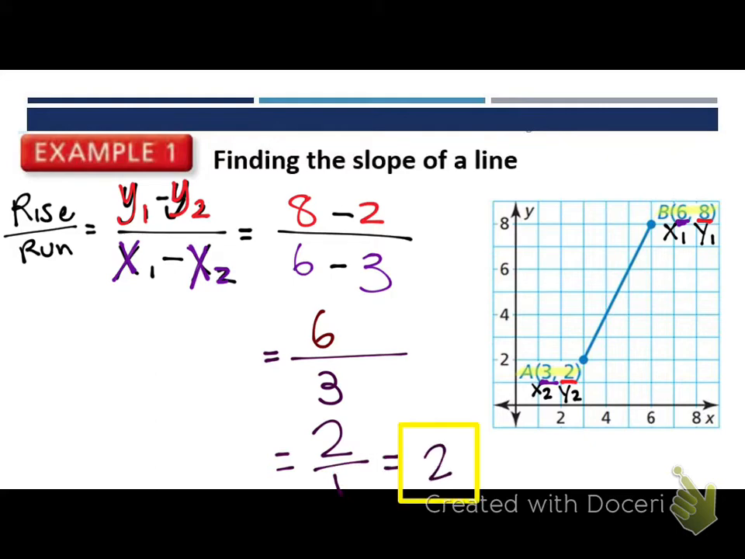The final answer is 2. So make sure you reduce all the way down to the best of your ability. I would highlight your formula so you can find it later on. We're going to use it a lot today: y1 minus y2 over x1 minus x2. When you're ready, you can turn the page.